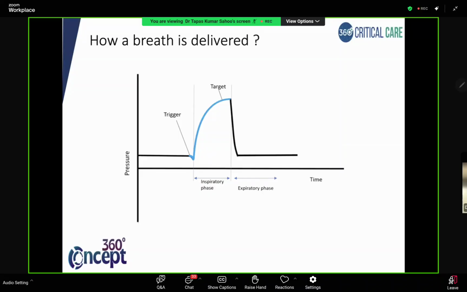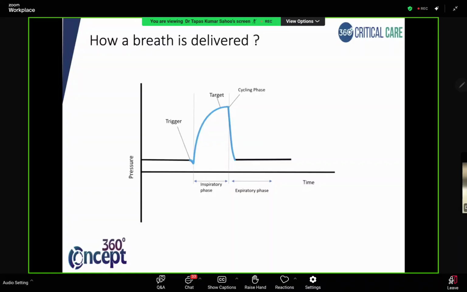Now, once the target is achieved, then there would be a cycling phase. The cycling phase would take our patient, or the ventilator, to the expiratory phase, and it would again come to the set PEEP level, and it will continue, and then there will be a new trigger, and the patient will again be taken to the inspiratory phase with the target and the cycling phase. Clear? So this is a basic idea of how a breath is delivered.